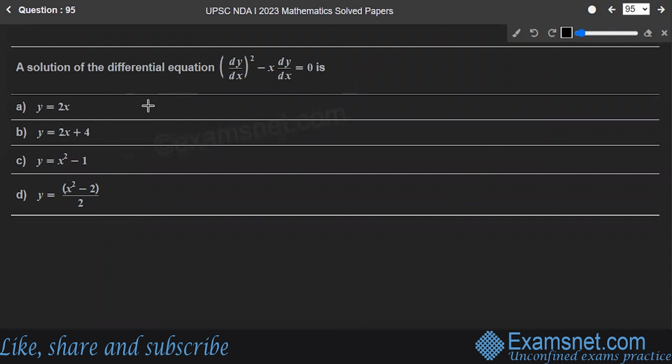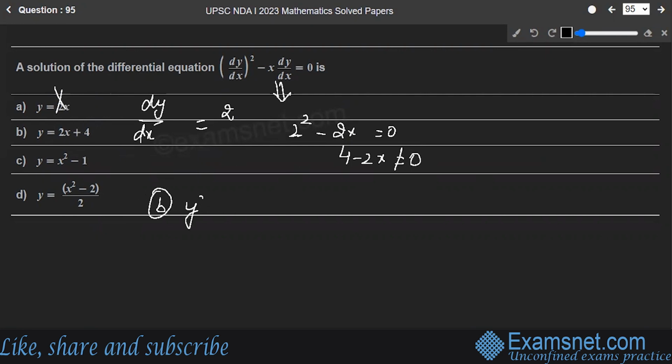The first is y is equal to 2x, which gives dy by dx is equal to 2, which makes the statement 2 squared minus 2x is equal to 0, or 4 minus 2x is equal to 0. That is not true. So this is incorrect. Second one, option B, y is equal to 2x plus 4. Let's find the derivative. Again, you get the derivative as 2. We have the same scenario. That means this is also incorrect.